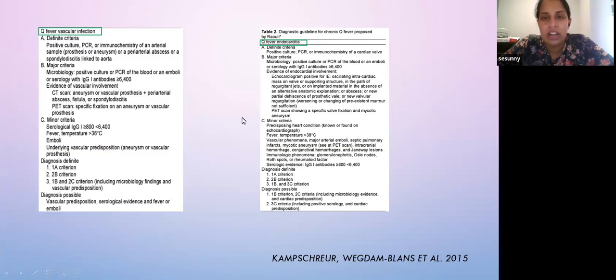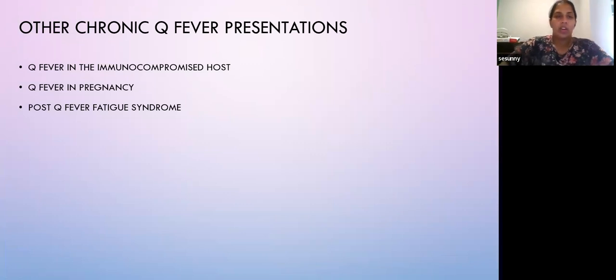chronic Q fever endocarditis. The other chronic Q fever presentations include Q fever in the immunocompromised host, and usually these patients present with fatal interstitial pneumonia, endocarditis. It's also been associated with an increased risk of non-benign lesions, mainly non-Hodgkin's lymphoma. There have also been hematological manifestations in the form of bone marrow necrosis, HLH, as well as splenic rupture.